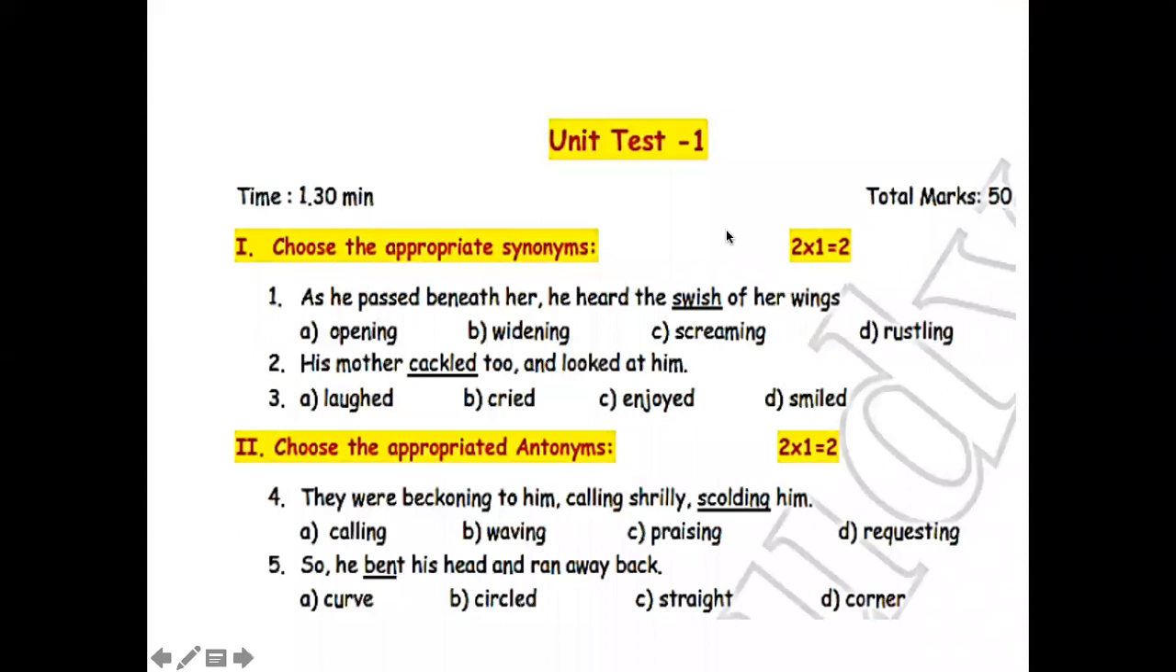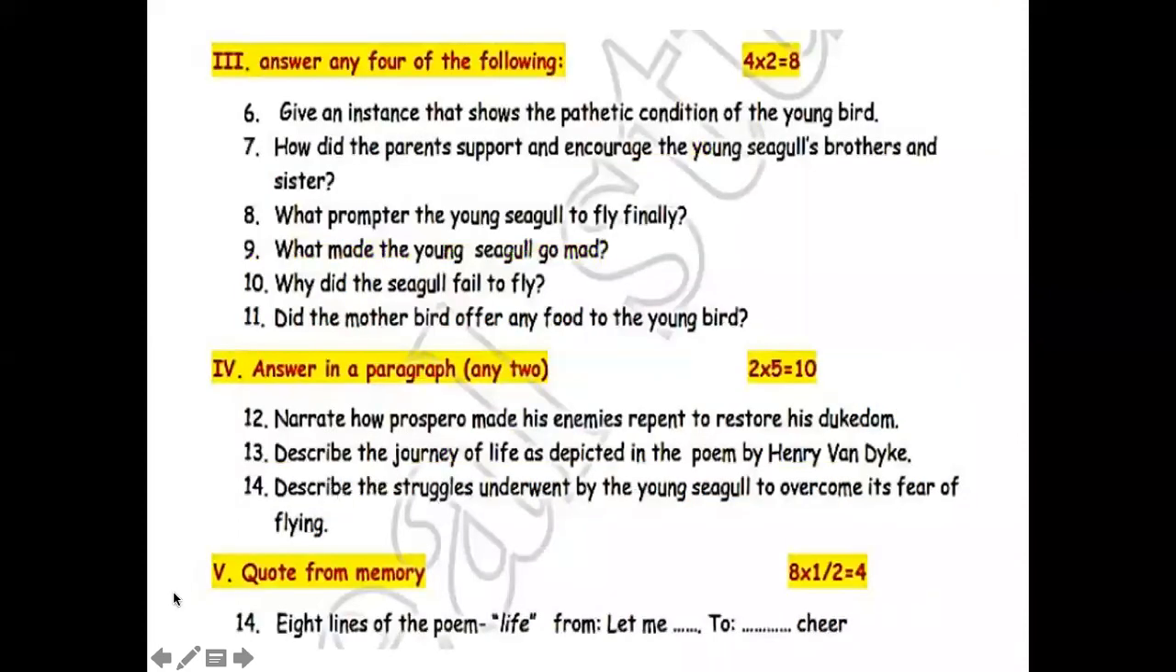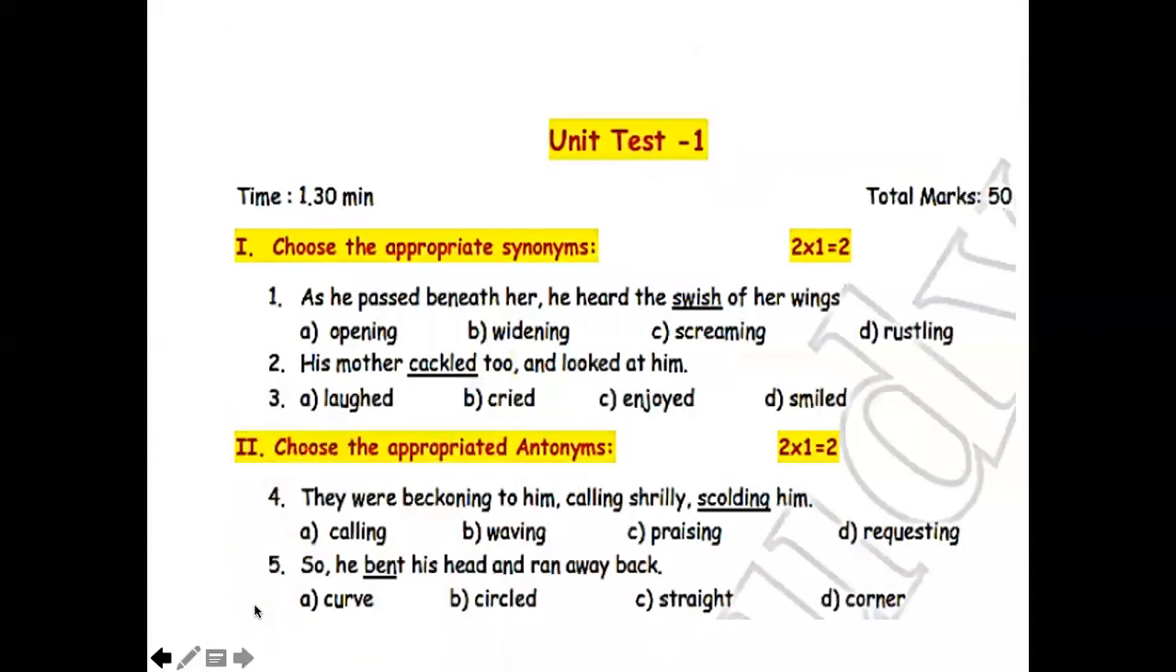See, this paper is for unit wise. The same pattern will be followed for the whole question paper. This is the pattern. So first we have synonyms. This question paper is set for 50 marks. So here you have two synonyms. Don't look at the number because this is printed wrongly. This is the option only. This is not the question.